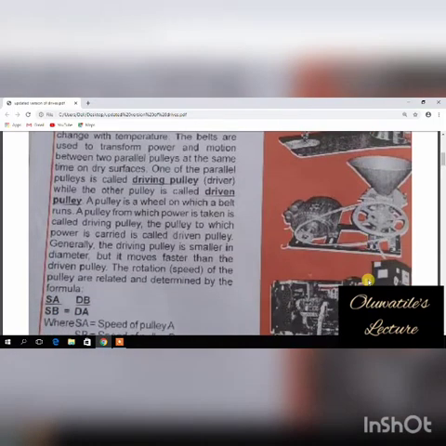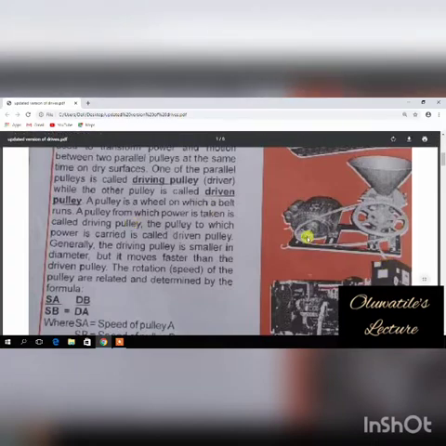What is a pulley? A pulley is a wheel on which a belt runs. This is a wheel, and this is another wheel. The pulley to which power is carried is called the driven pulley. Let's come to this point. A pulley from which power is taken is called the driving pulley. See, power is taken from this pulley. So this small pulley here is called the driving pulley.